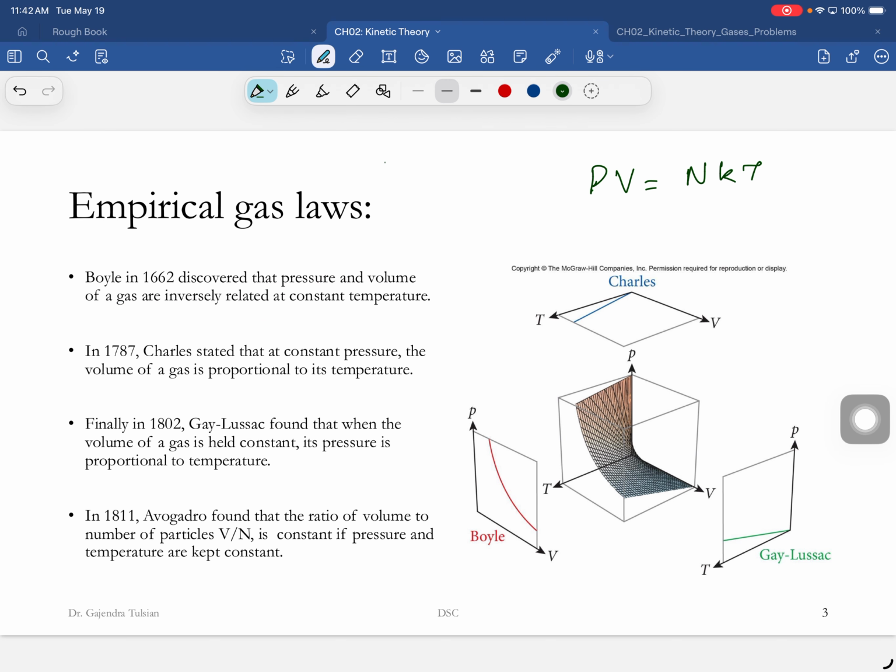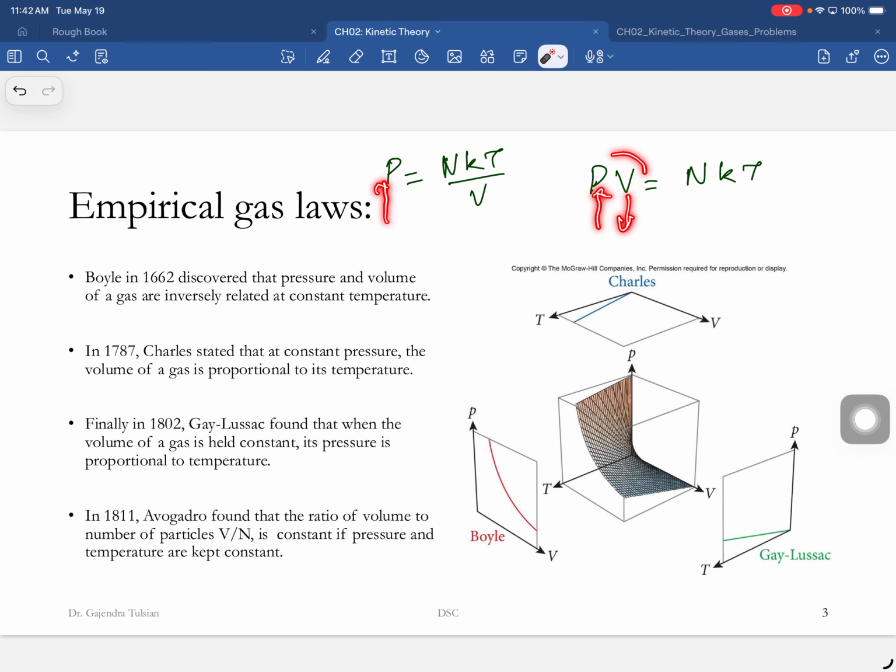Of course, he didn't know this expression. What he found was if you increase the volume, the pressure decreases, or if you increase the pressure, the volume decreases, such that the product remains constant. That's what he found, back in 1660. So he found one piece of that law.